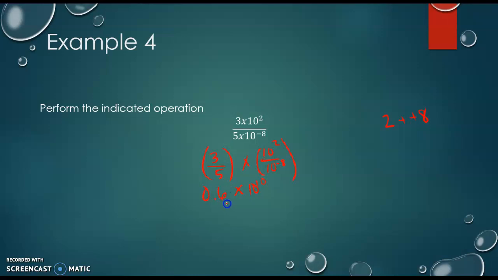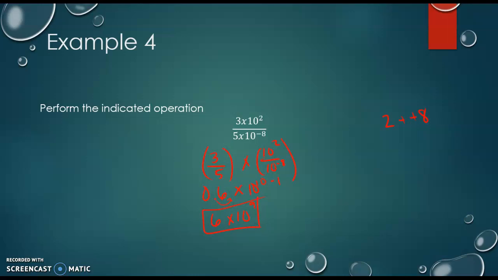Now, from here, my 0.6 is not, I don't have a single digit here that's between 1 and 9. So I need to move my decimal to the right. And remember, if we move it to the right, we subtract 1 from the exponent. And so we have 6 times 10 to the 9th power. And that is our final answer for that problem.